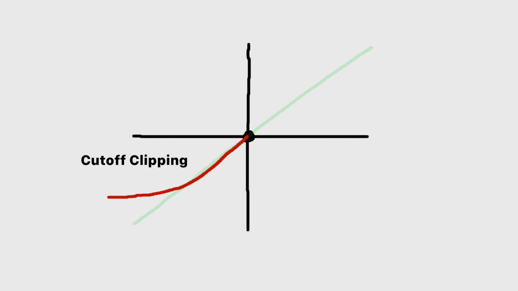On the positive side, as the control grid becomes more positive, it ceases to have any meaningful impact in restricting flow. It can't open up anymore.